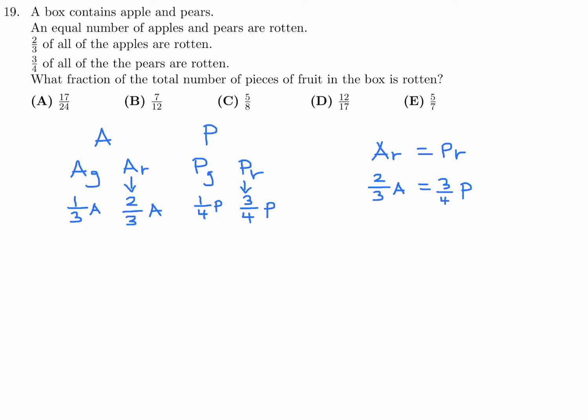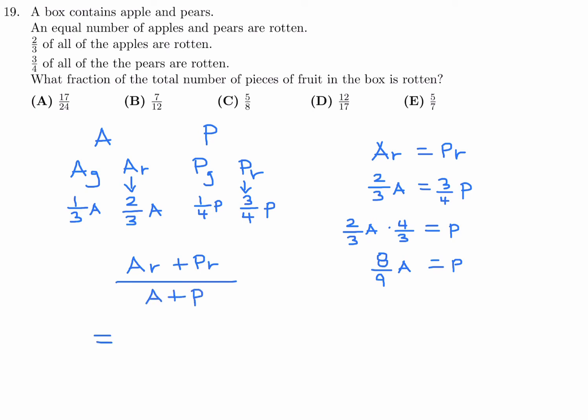I think so. Well, we can isolate for P. That's pretty straightforward. 2/3 A times 4/3 is equal to P. So P is, what is this, 8/9? Yeah, 8/9 A. Okay, all right, now let's figure out the fraction of the total number of pieces of fruit in the box that are rotten. So that basically means they want AR plus PR over A plus P.